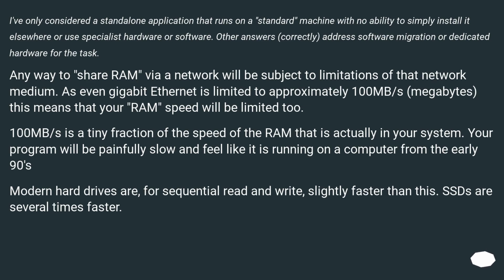As even gigabit Ethernet is limited to approximately 100 MB/s, this means that your RAM speed will be limited to 100 MB/s, which is a tiny fraction of the speed of the RAM that is actually in your system. Your program will be painfully slow and feel like it is running on a computer from the early 90s. Modern hard drives are, for sequential read and write, slightly faster than this. SSDs are several times faster.